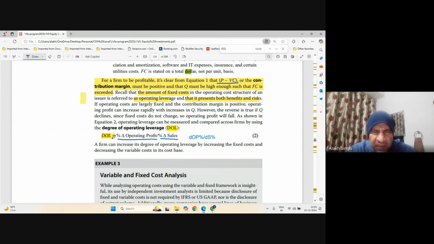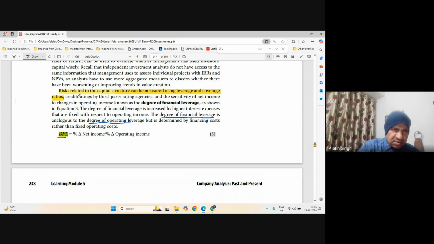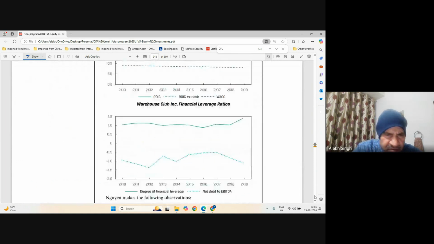Is it asking degree of financial leverage? Degree of operating leverage means percent change in operating profit divided by percent change in sales. That is what we had studied about operating leverage. But it was financial leverage, no? Let me type DFL here. Yes, degree of financial leverage is percentage change in net income divided by percentage change in operating income. But we don't have that information here also.